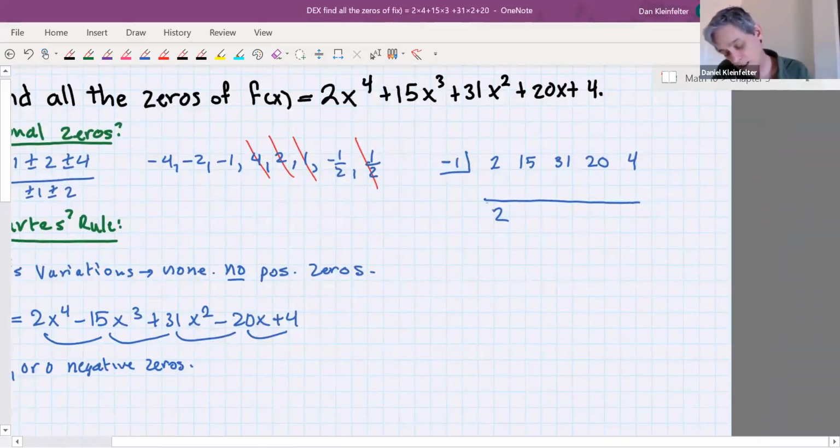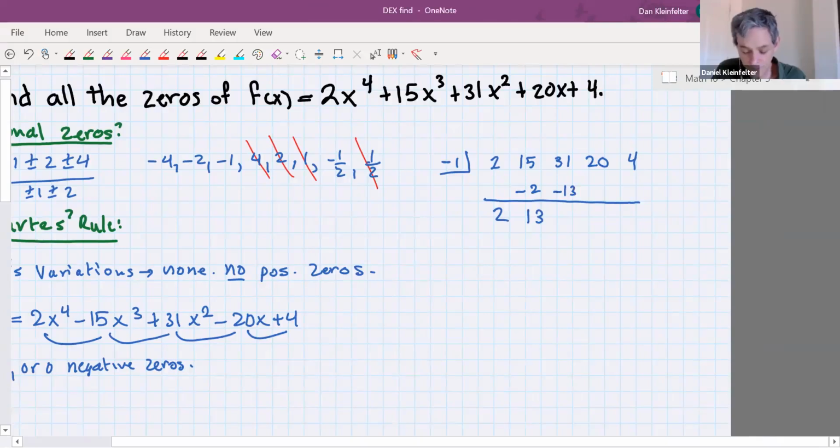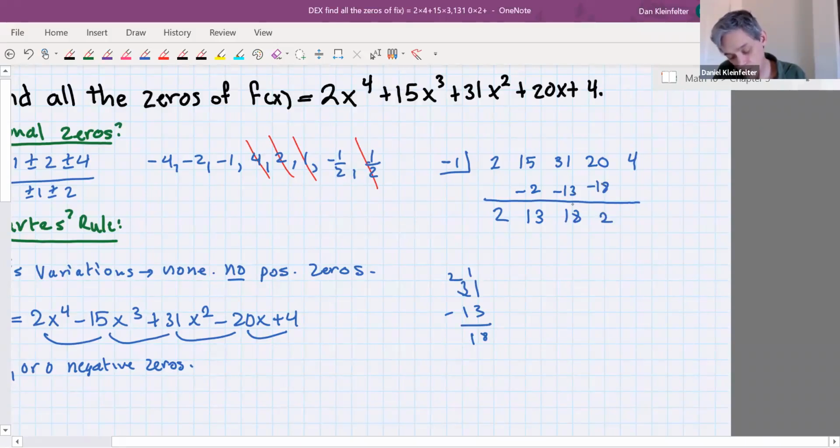So this gives us a negative 2. There's 13, negative 13, and then 31 minus 13 is going to be 18. So negative 18, 2, and no, right? It's not going to work at this point. So negative 1 didn't turn out to be 0. Let me try negative 2 next.